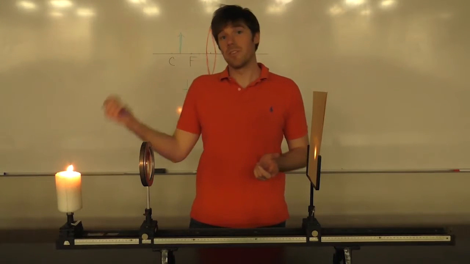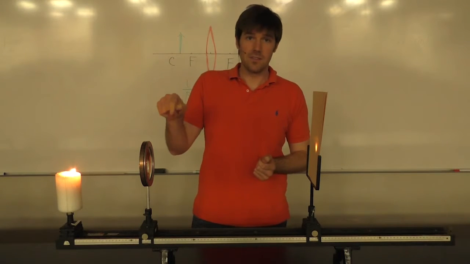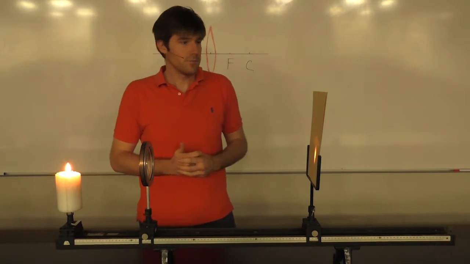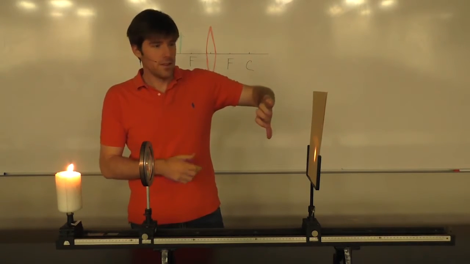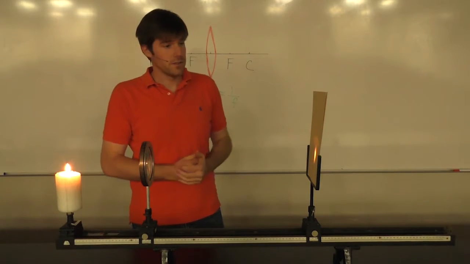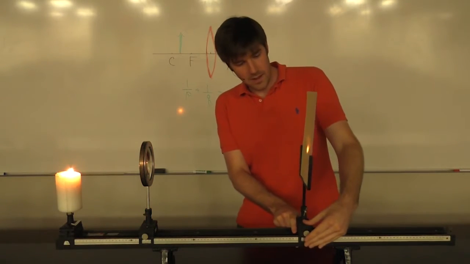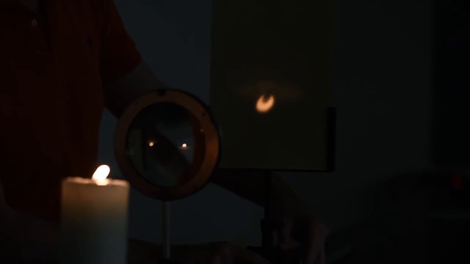And it's real because you can put any screen here and it's an actual image that forms. Unlike the previous case where the image formed on the same side of the object and you had to look through the lens in order to see the image. So in this case, you can see that the image formed is inverted and it's also magnified. It's bigger than the object. And if I move the screen to any other location, the image disappears. So it's only at one particular location, as described by the lens equation, when the object is located between the focal point and the radius of curvature.